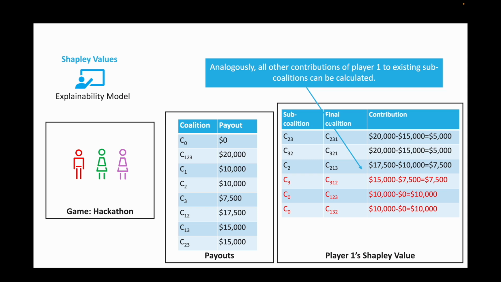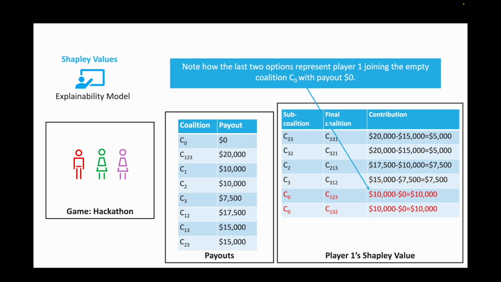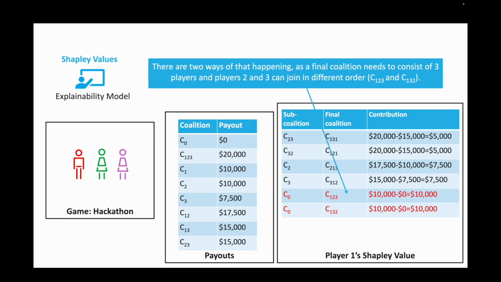Analogously, all other contributions of player 1 to existing subcoalitions can be calculated. Note how the last two options represent player 1 joining the empty coalition C sub 0 with payout of $0. There are two ways of that happening, as a final coalition needs to consist of 3 players, and players 2 and 3 can join in different order, C sub 1, 2, 3 and C sub 1, 3, 2.